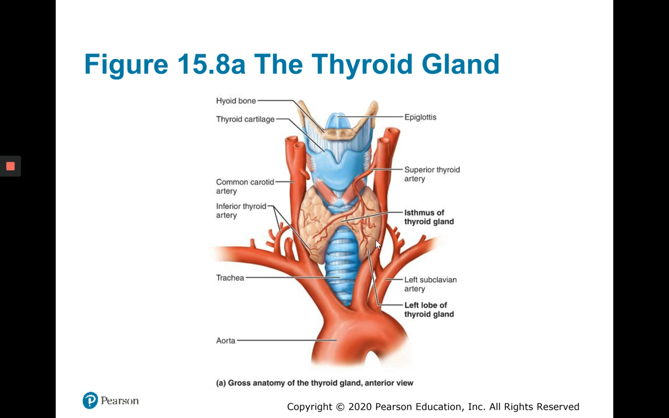We're also going to be able to find, if we looked on the back of it, the parathyroid glands. There's that para prefix again. So parathyroid glands means that they're somewhere near the thyroid gland, and we'll see that. But let's stay focused on the thyroid gland.